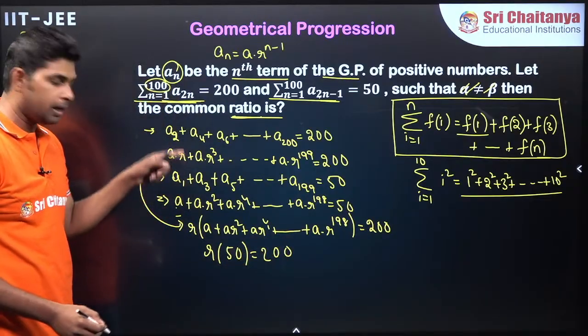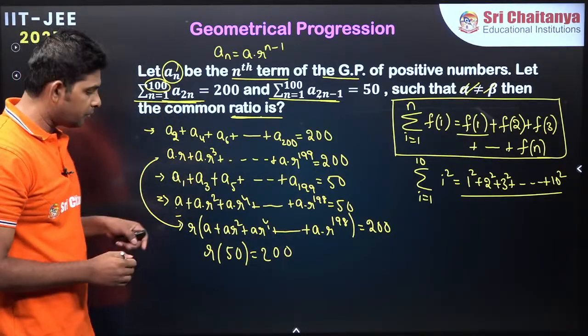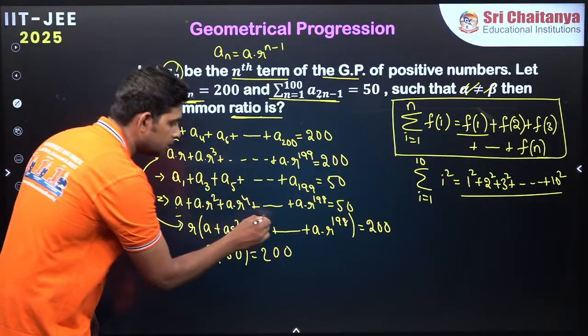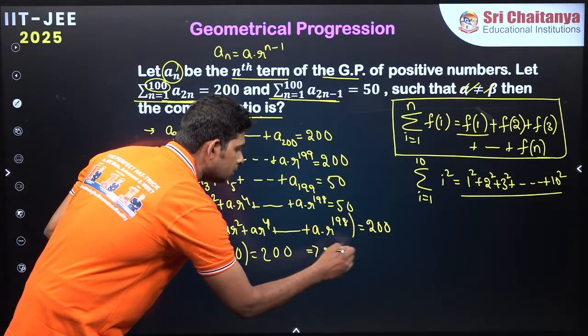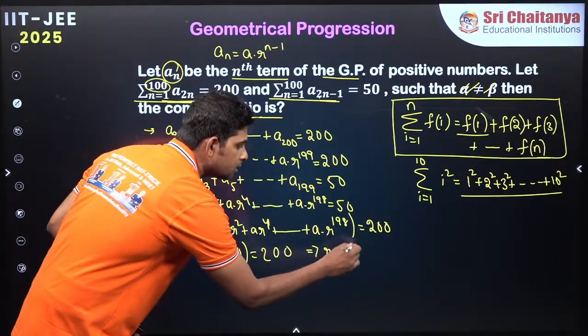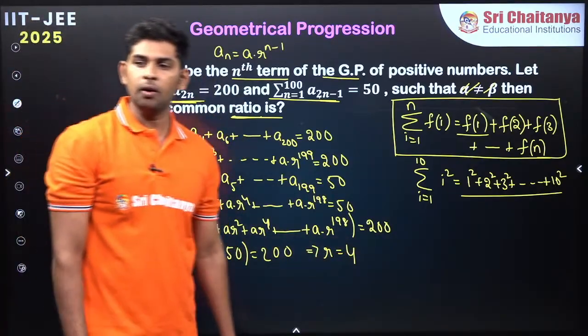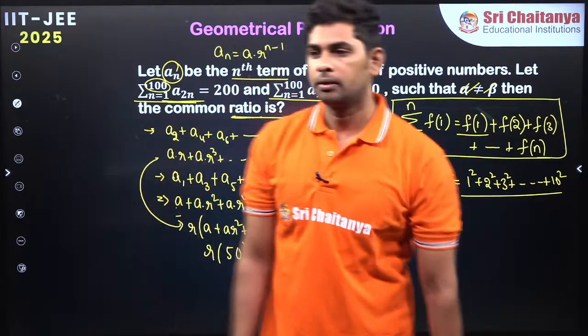Any doubt in this part? Please let me know in the comments if you have any doubt, and I will explain this part again. That implies r equals 200 by 50, which gives us 4. So the common ratio is going to be 4.